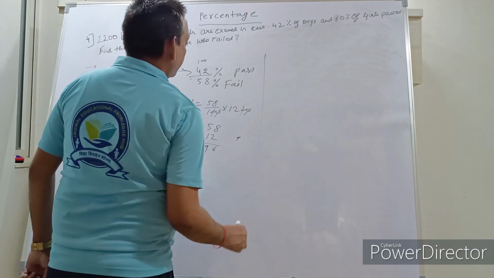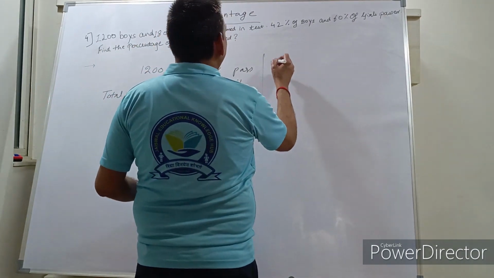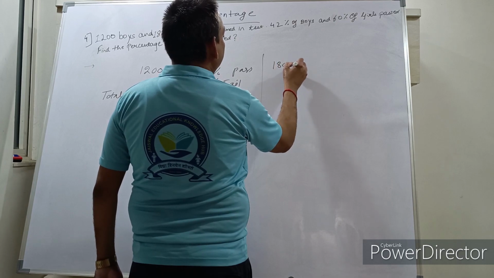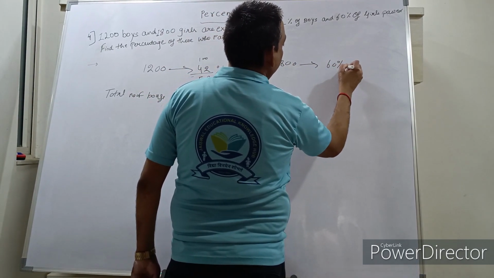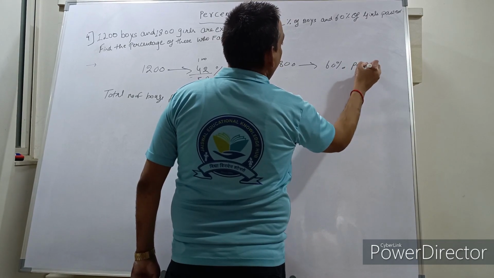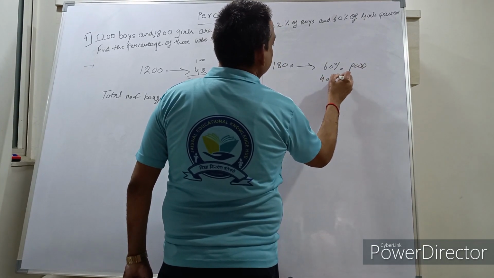Same way, the number of girls. How many girls are there? 1,800. How many pass? 60%. How many fail? 40% fail.